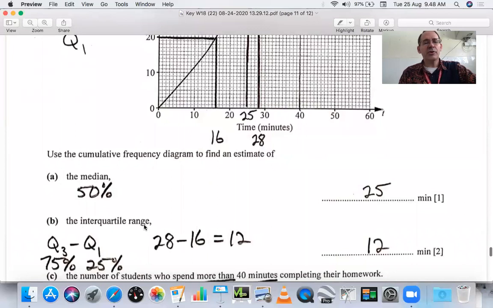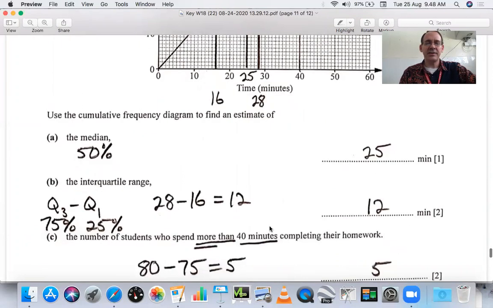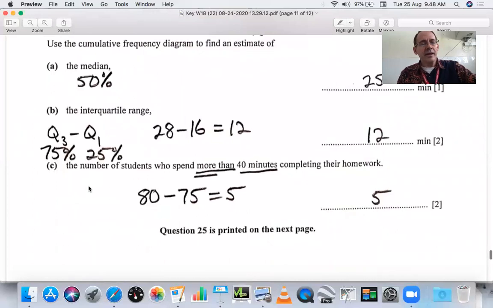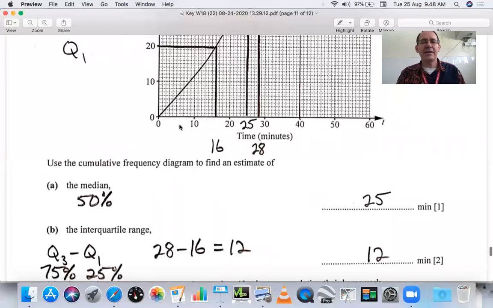So the interquartile range is the part that's between these quartiles. 28 minus 16 gives you 12. There's your interquartile range. Then they ask another question. The number of students who spend more than 40 minutes completing their homework. So now notice minutes is on the bottom.